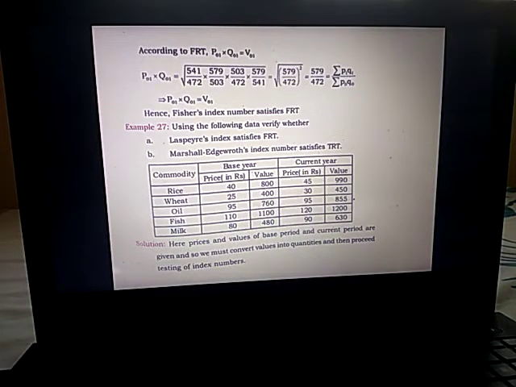Hello everyone. Last class we discussed a few examples on bias in an index number and how to compute the factor reversal test and the time reversal test. We'll go on to see a few more examples.